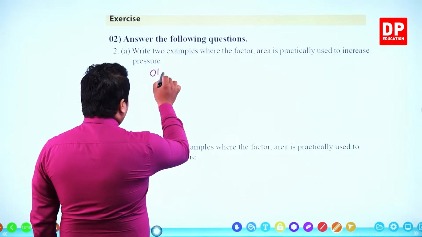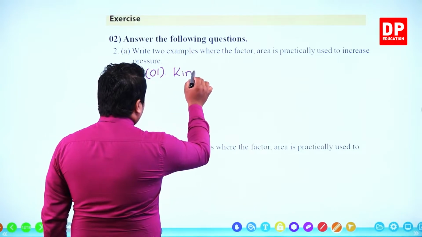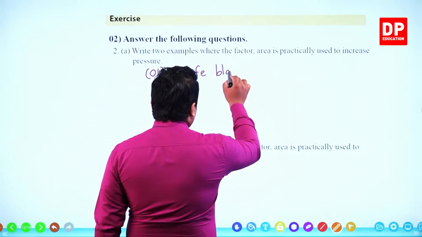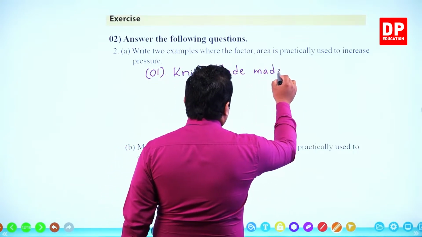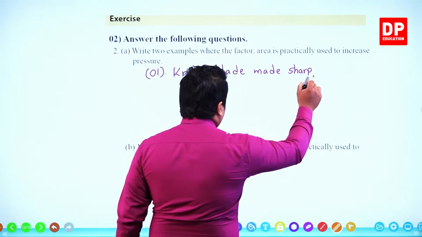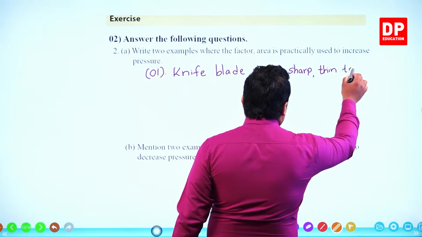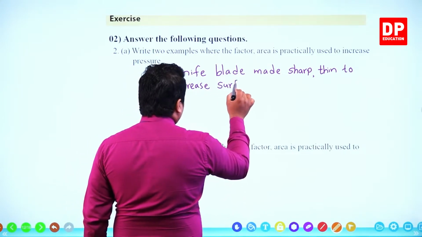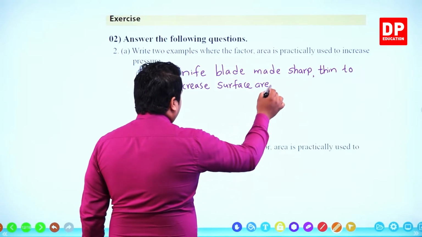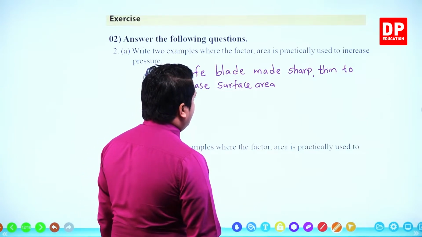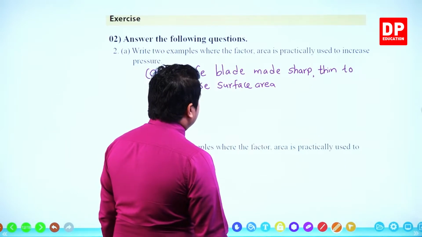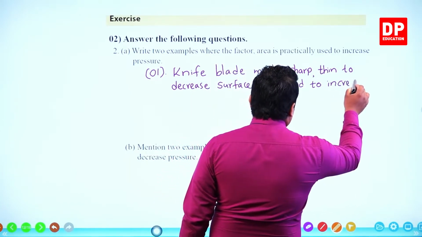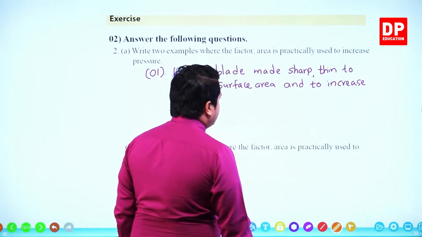Number one, knife blade made sharp, thin to decrease surface area and to increase pressure.